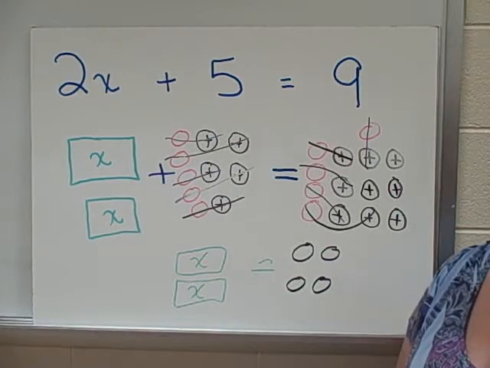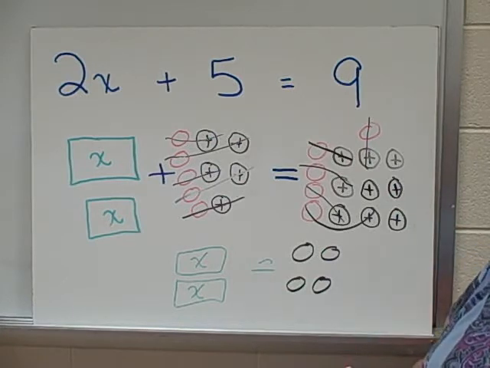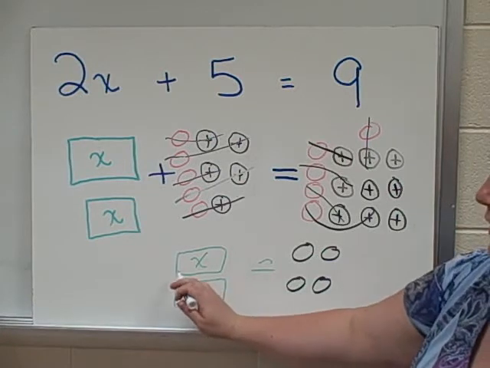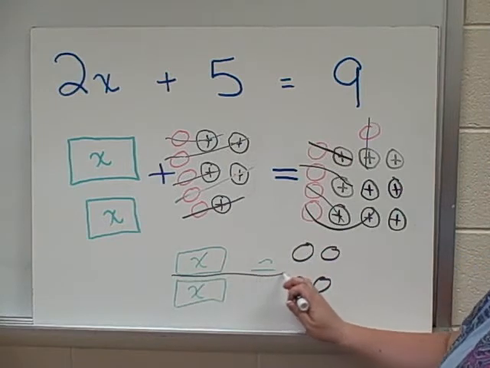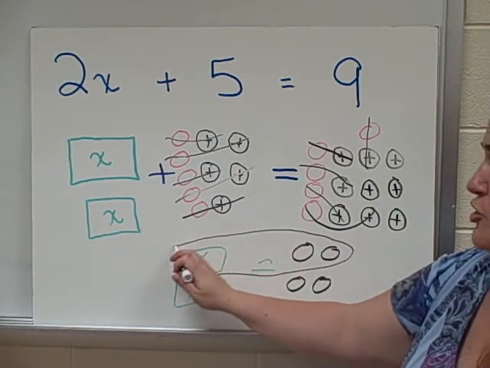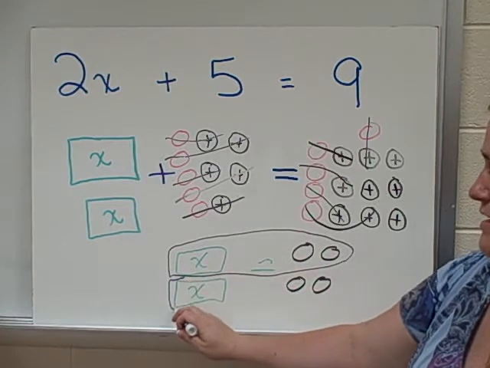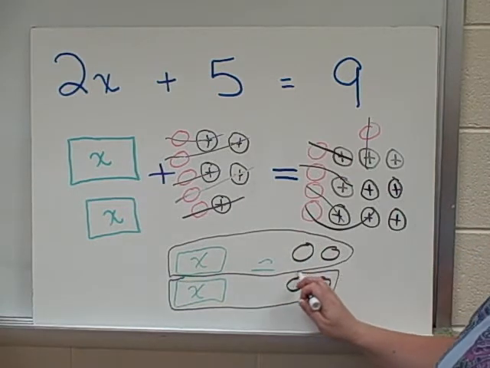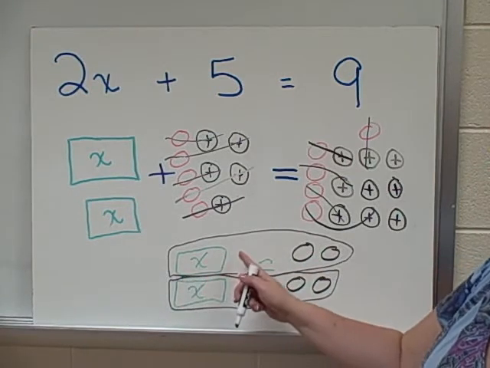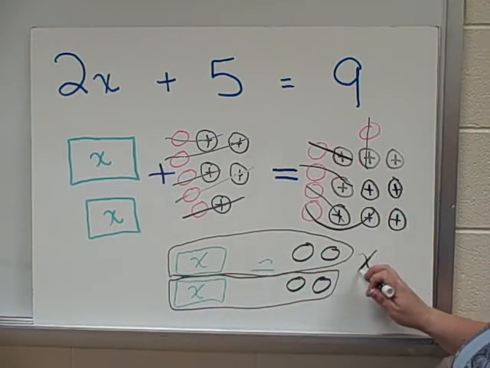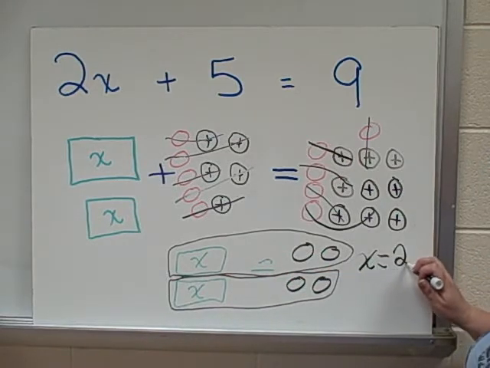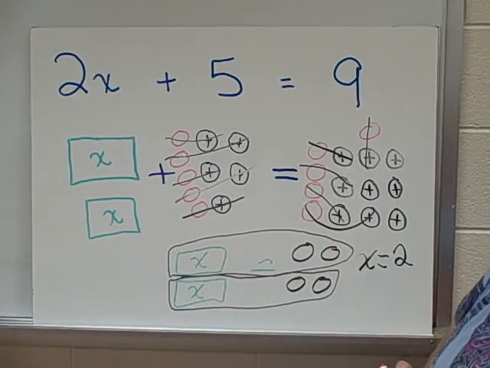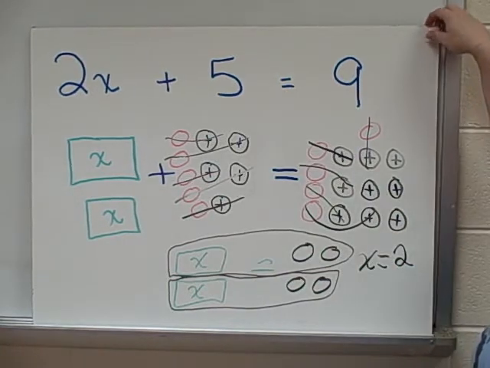Now, I can group these, okay? So I look and I go, well, this X has these two, and this X has those two. So that means that X is equal to 2. Notice we get the same answer no matter how we work it out.